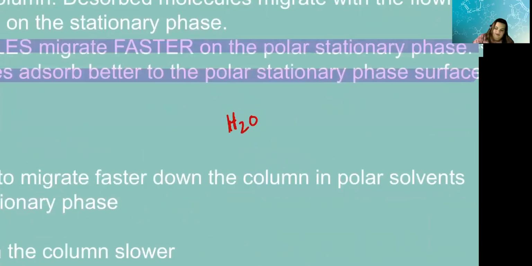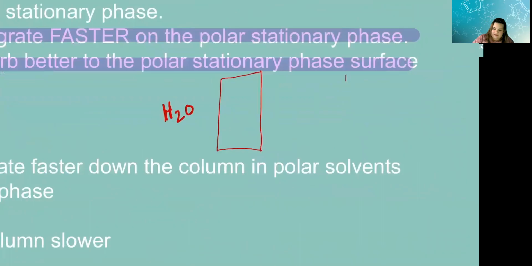Anyways, let's say we have a nice TLC plate with water. And then, does anybody know a really non-polar solvent? Anybody remember one that we used this semester? There's a few.